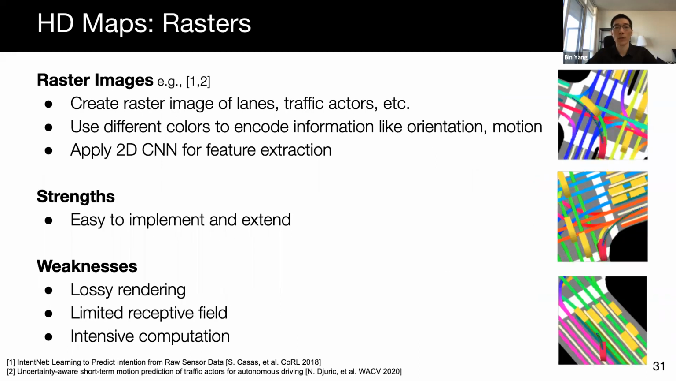Apart from geometry, HD maps also contain rich semantic information about the roadmap. One representation for this type of information is a raster image, where we rasterize the vector shapes of road elements as well as actual trajectories, and use different colors to encode different semantic meanings, such as lane types, orientation, and motion. A 2D ConvNet is then applied for high-level feature learning. The raster representation is easier to implement and extend. However, they suffer from lossy rendering, limited receptive field, and intensive computation.